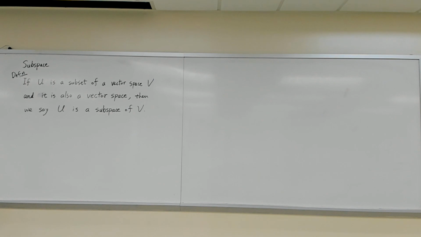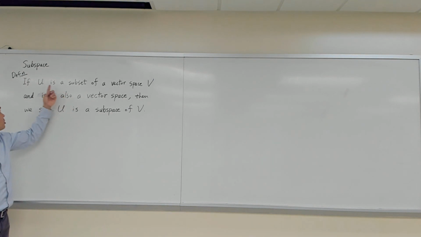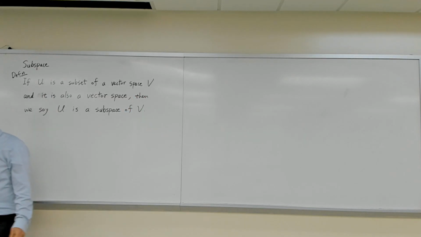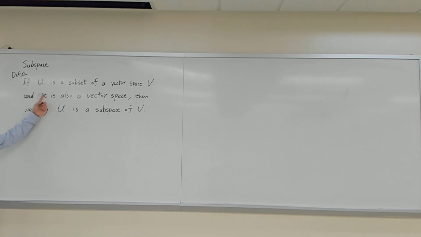It's a subset. Subset meaning that all the elements in U belong to V. But if not only being a subset, it's also a vector space, then we call that a vector subspace, or just in short, a subspace.